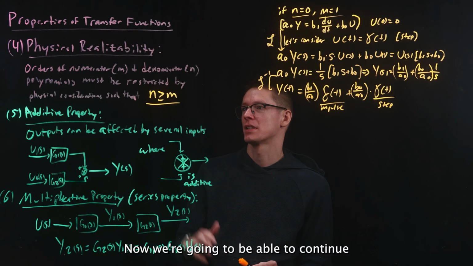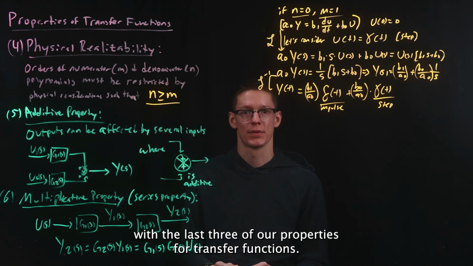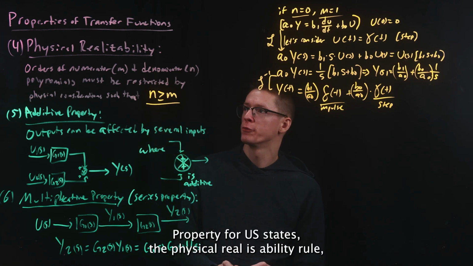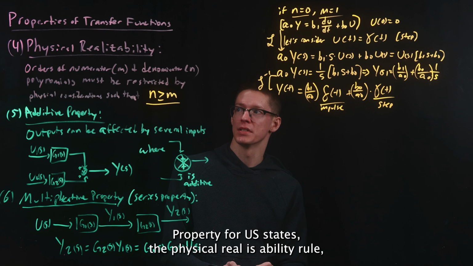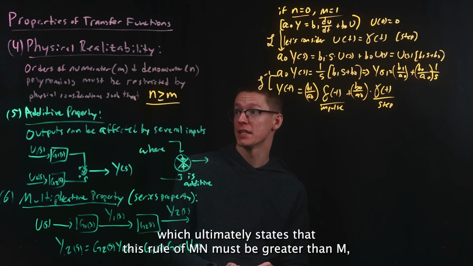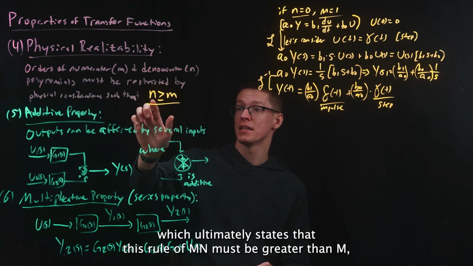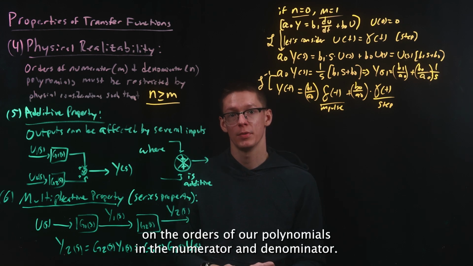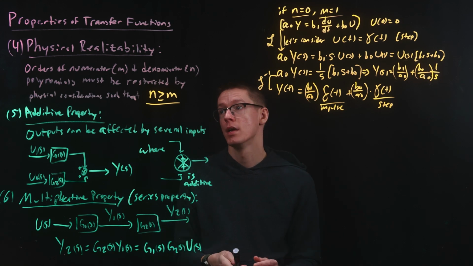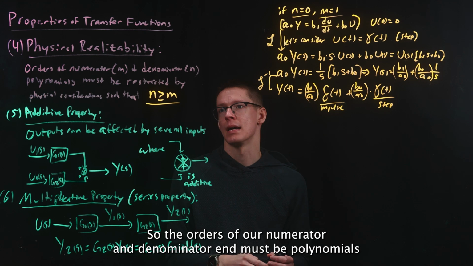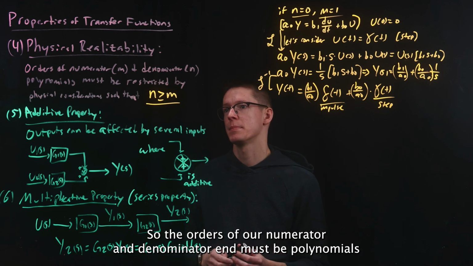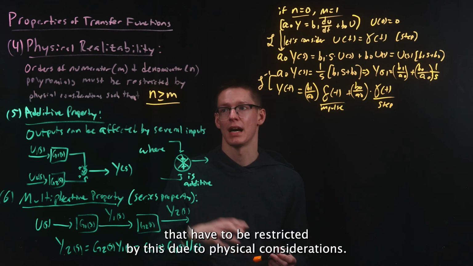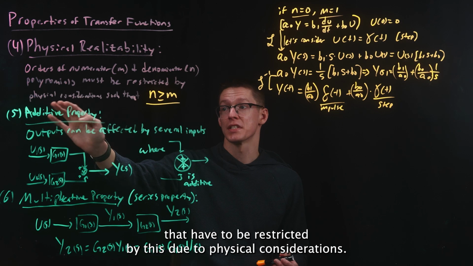Now we're going to continue with the last three of our properties for transfer functions. Property 4 states the physical realizability rule, which ultimately states that n must be greater than m. These are based on the orders of our polynomials in the numerator and denominator. So the orders of our numerator m and our denominator n must be restricted by this due to physical considerations.